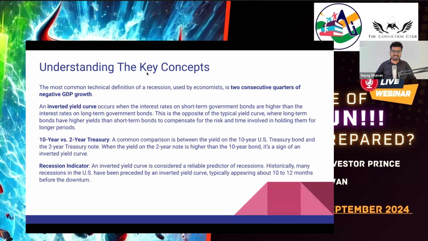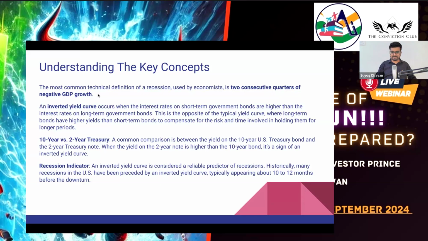But why am I saying 3 to 5 months? This answer will be given by a concept called the inverted yield curve. Before that, let us understand recession. The commonly used definition among economists is two consecutive quarters of negative GDP growth, and that tells you there is a recession.